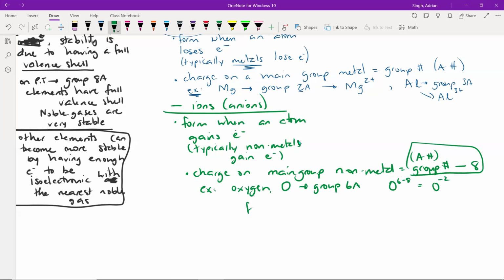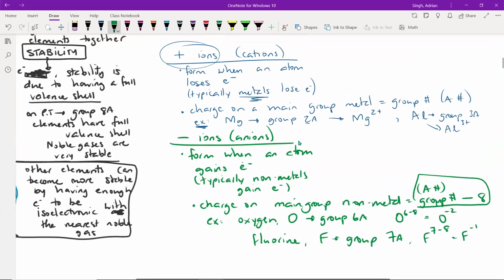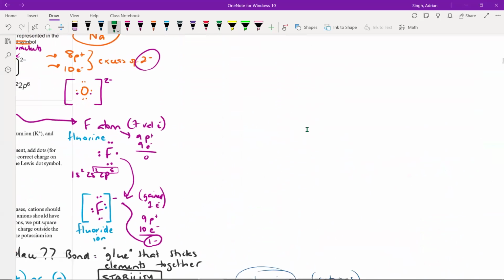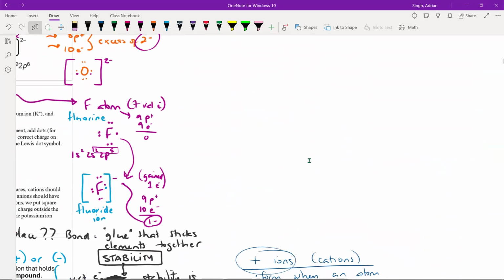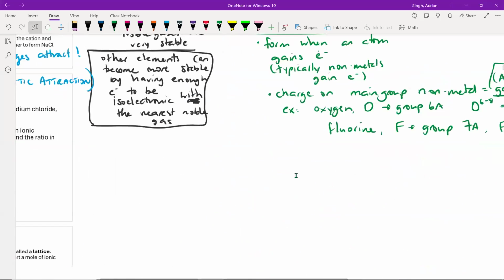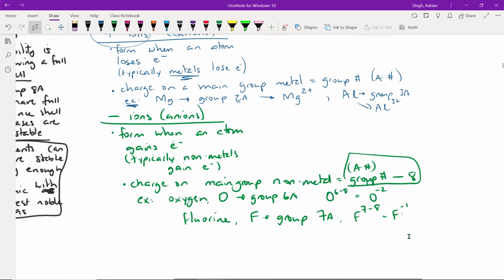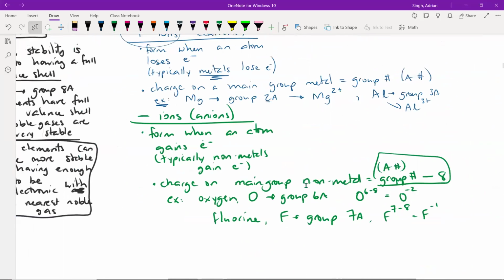If you look at fluorine, F, fluorine is in group 7A. So we have now our F, 7, group number minus 8, gives us minus 1. And if you recall, we saw that F minus ion up here in our Lewis structure. Now we know why. We understood why this happened in the first place. Now we can quickly get to the same endpoint by using our periodic table to figure that out, okay?